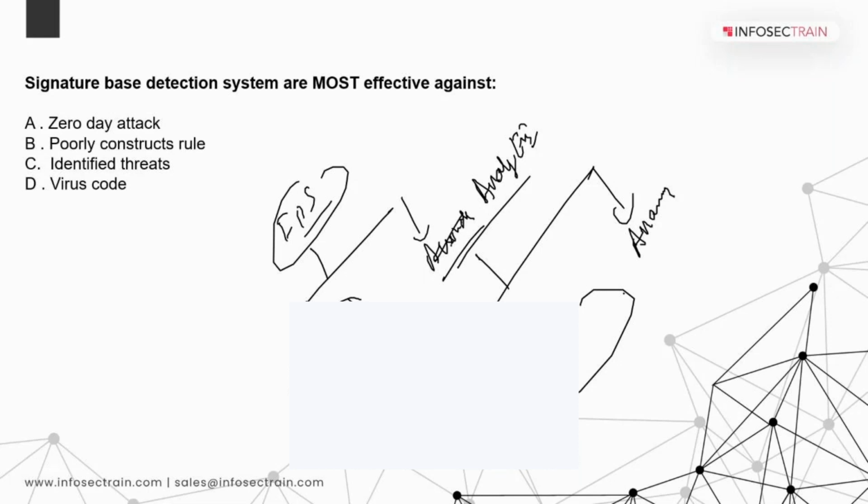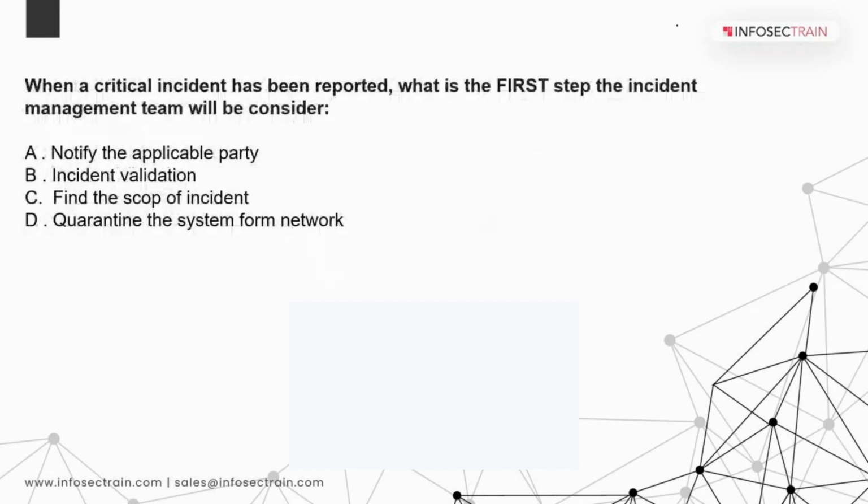Poorly constructed rule? No, never. Identify threats is nothing, you can say known threats, right? So signature based, always remember, signature based detection system works only for known threats. Virus code, yes, it works on virus code, but it's not talking about which codes, right? Virus code is lots of things. So answer is C. Always focus on words. Always signature based works on known threats. Zero days are not known threats, so it never works.